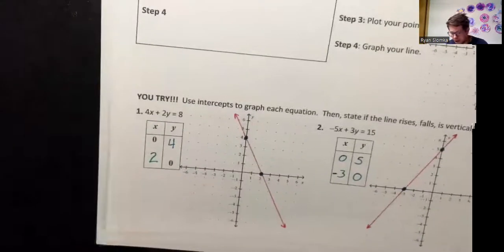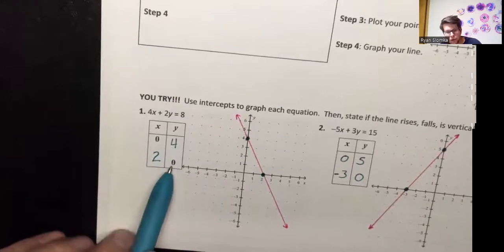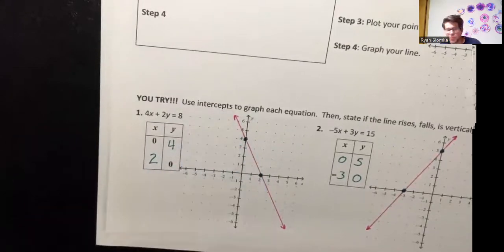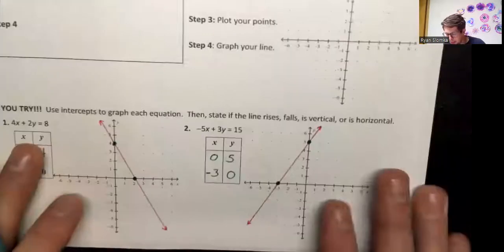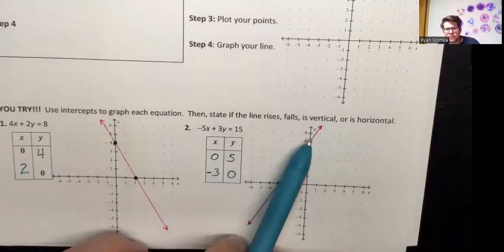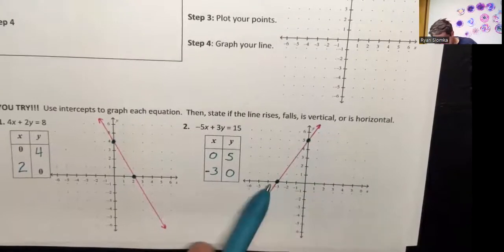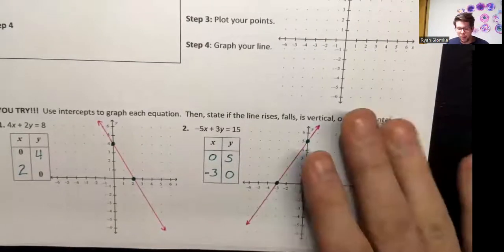Here are a couple of values for our you-try problem. So our first one right here is going to have a y-intercept at (0, 4) and an x-intercept at (2, 0). You can see the 2 points, (0, 4) and (2, 0) right here, and a nice straight line going down through them. This line has got that negative slope. It's running downhill. Second one is going to have a y-intercept at 5, and an x-intercept at -3, which is right down here. This one is going to have a more positive slope, and it is running uphill.